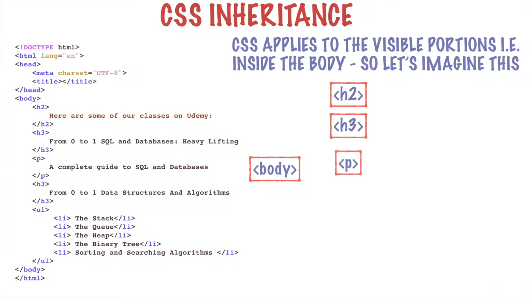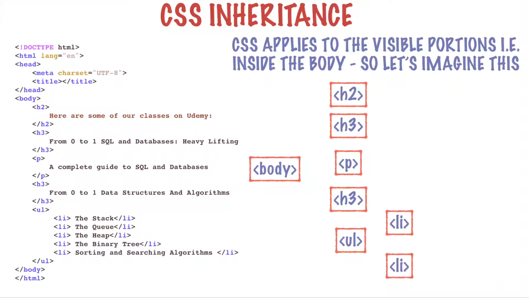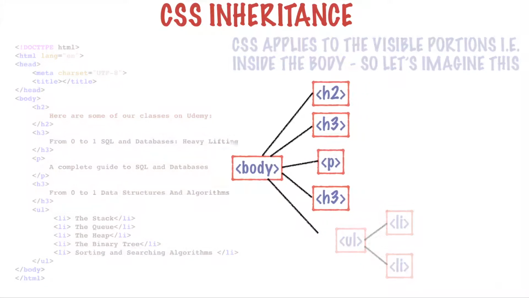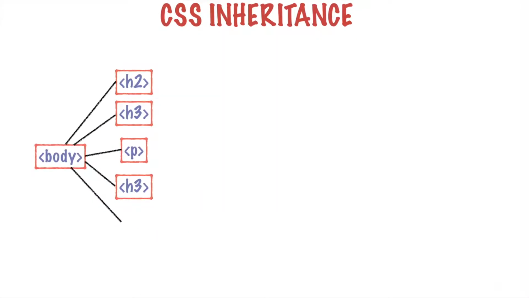Let's now consider what the hierarchical structure in this HTML page looks like. We have the body element, which can be thought of as the root. This then has H2, H3 and P elements. It also has an unordered list. That unordered list, which is represented by a UL tag, in turn has a couple of list elements or LI tag elements.